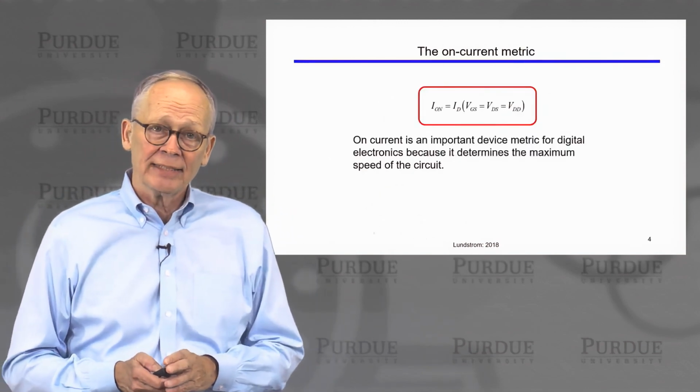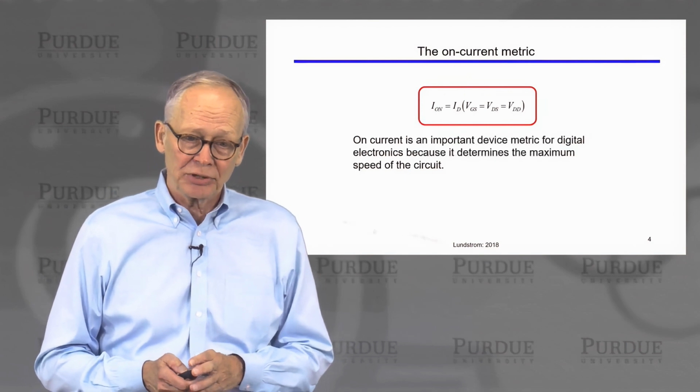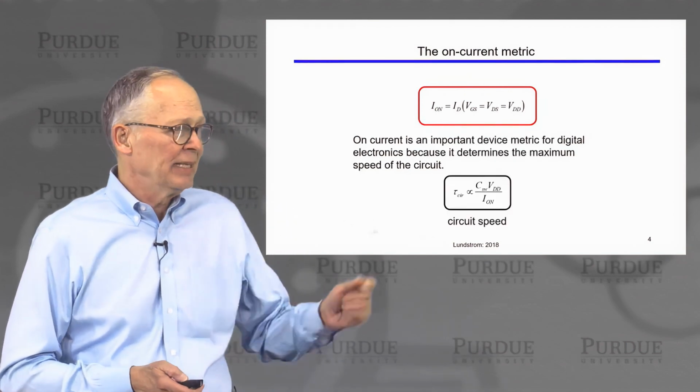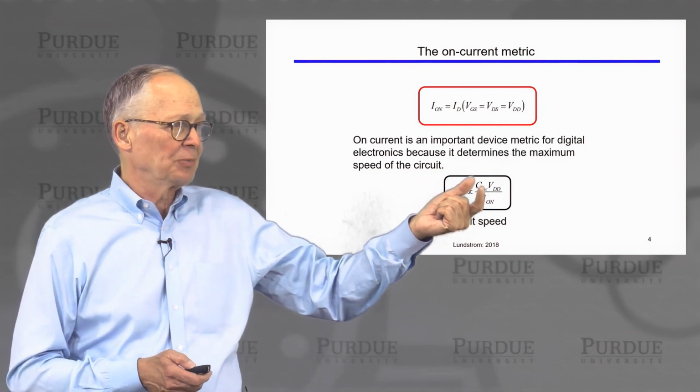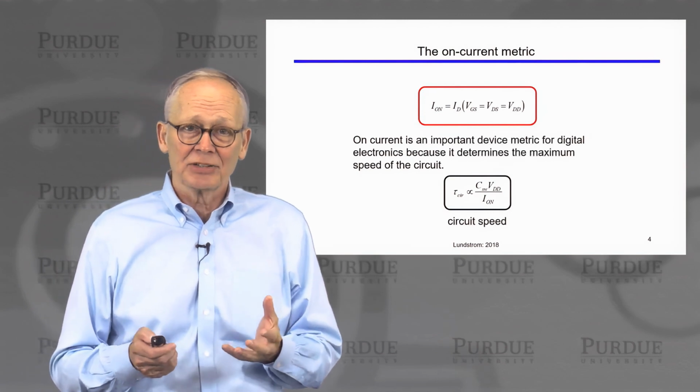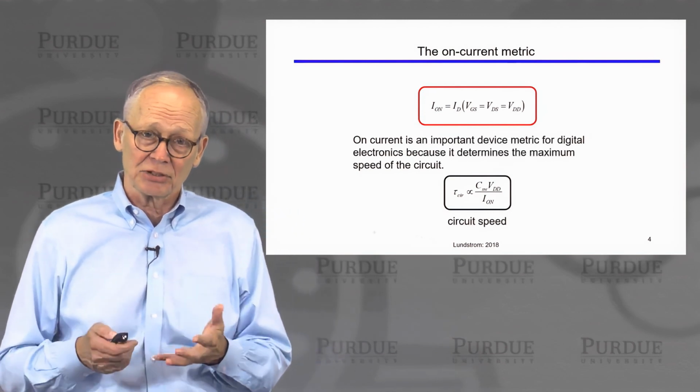So the on current we've seen is an important metric for digital circuits because it determines the speed of the circuit. The switching time is the switching capacitance times the power supply voltage divided by this on current. The higher the on current, the faster the transistor and the circuit will switch.